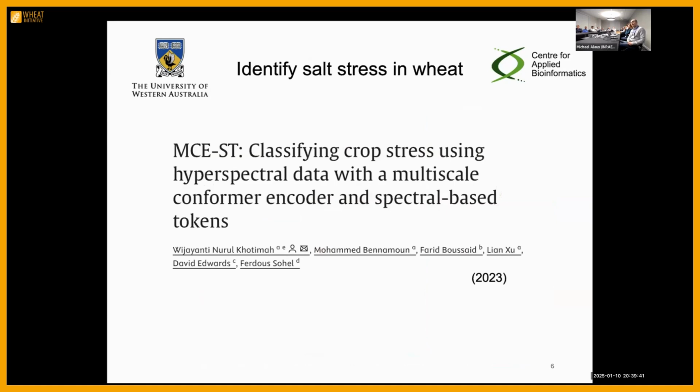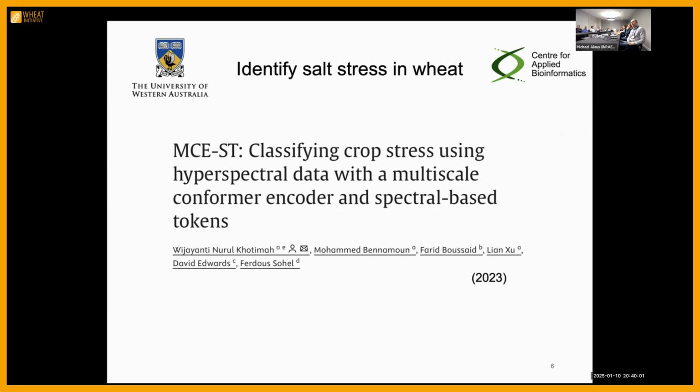This is my wheat slide. We did actually do a bit of work on wheat. This is identifying salt stress using hyperspectral drone data in the field, working with Mohammed Ben Moon, one of the first collaborators I've been working with for quite a while. And that seems to work pretty well on field data.